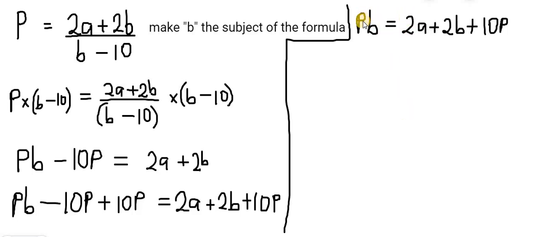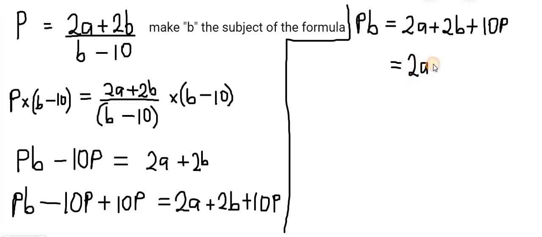now, I have pb on the left. Remember, everything that has a b attached, I need to put it to one side, and everything that doesn't have a b attached to the other. Now, everything that doesn't have a b attached is already on the right, but 2b, since it's got a b attached, I'm going to get it to the same side as pb. Okay, so to get rid of 2b from the right, it has a plus sign, so I use the inverse or opposite sign, which is a minus sign.